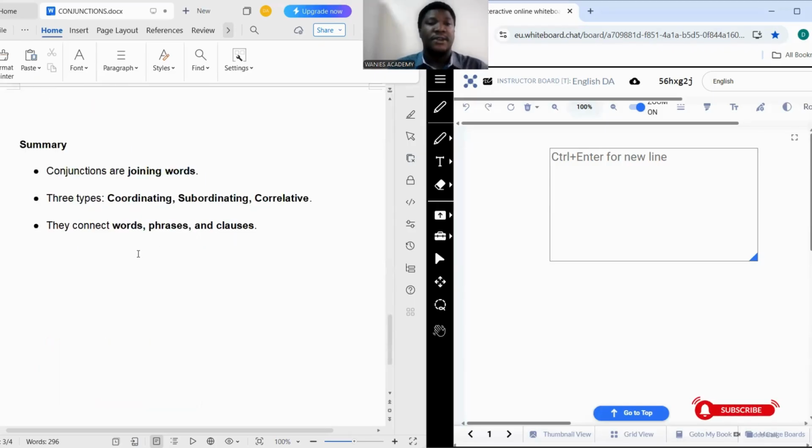Now, summary. Conjunctions are joining words. There are three main types of conjunctions, although there are several: coordinating, subordinating, and correlative. And conjunctions connect words, phrases, and clauses together.